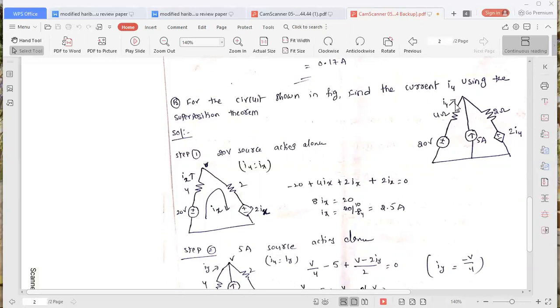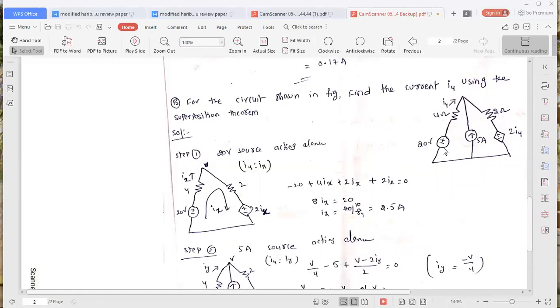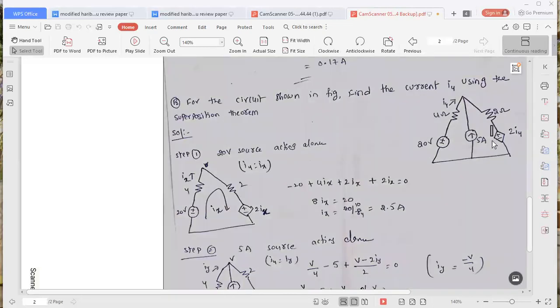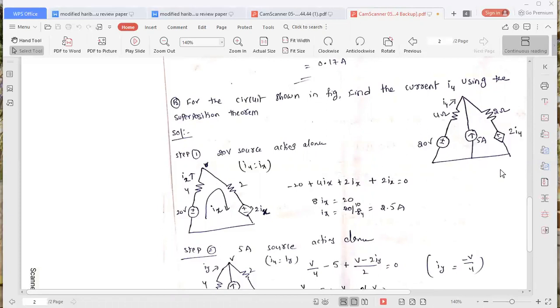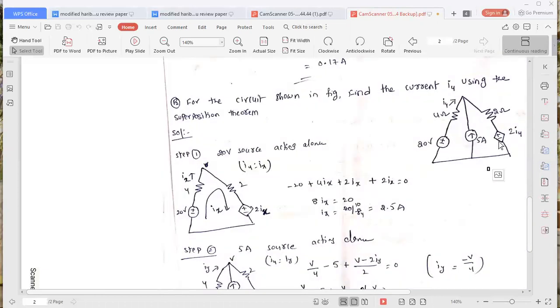Because he has given the superposition theorem, the first step is to check the number of sources in the circuit. The number of sources in the circuit is two: the first one is a 20 volt voltage source, and the second one is a 5 ampere current source. There is also a dependent source, but we have to consider only independent sources. You should not disturb the dependent sources. Here he has given two independent sources.